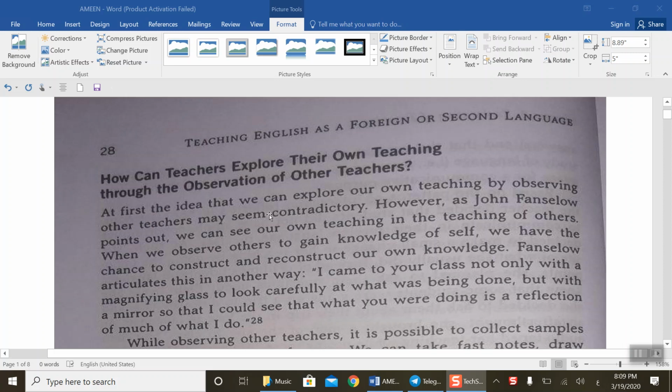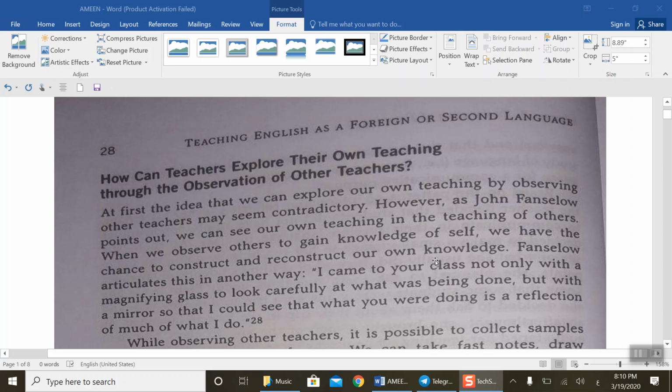Okay. At first, the idea that we can explore our own teaching by observing other teachers may seem contradictory. However, as John Fanslow points out, we can see our own teaching in the teaching of others. You see here, we can see ourselves in others, to put it in this way. When we observe other teachers, it means when we go to their classes, to sit like a student and observe the teacher, to gain knowledge of self, we have the chance to construct and reconstruct our own knowledge.